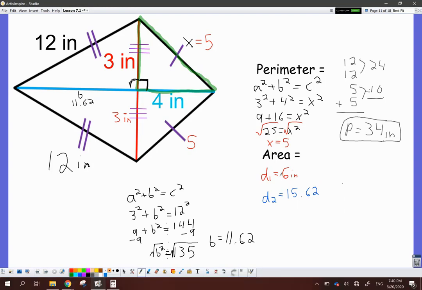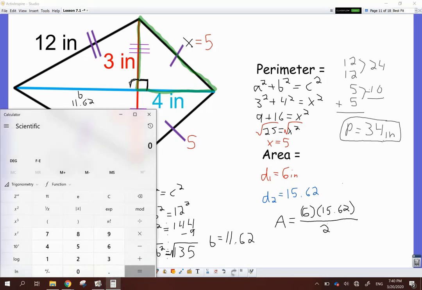So now I know d1, I know d2, so now I can find the area of my kite. So A equals d1 times d2 divided by 2. d1 times d2 divided by 2.